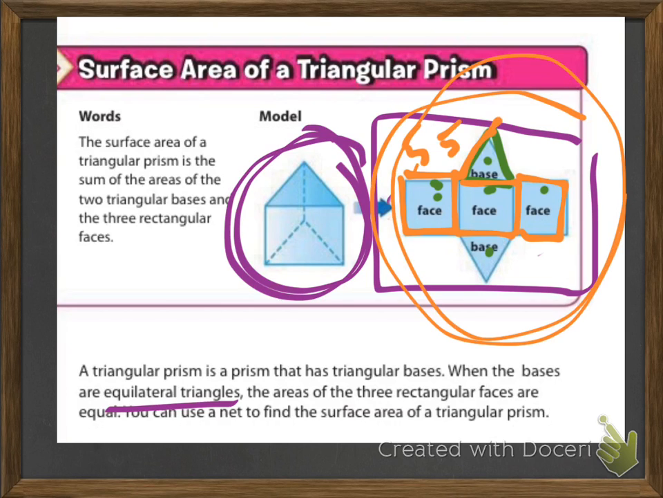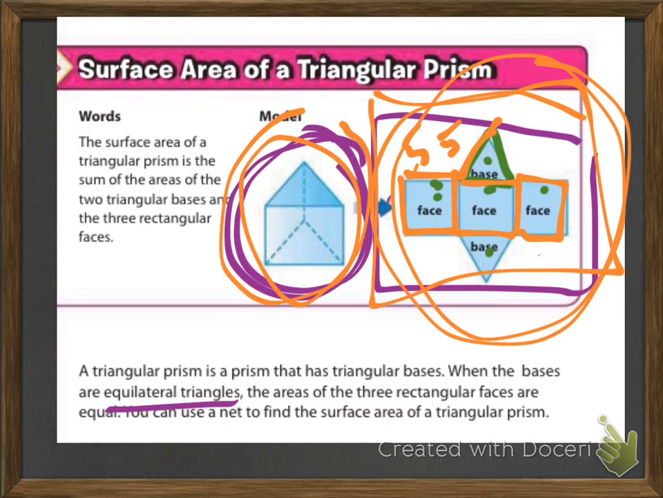All right, here's our net. This is our 3D shape, and here's our net. All right, beautiful drawing, right?